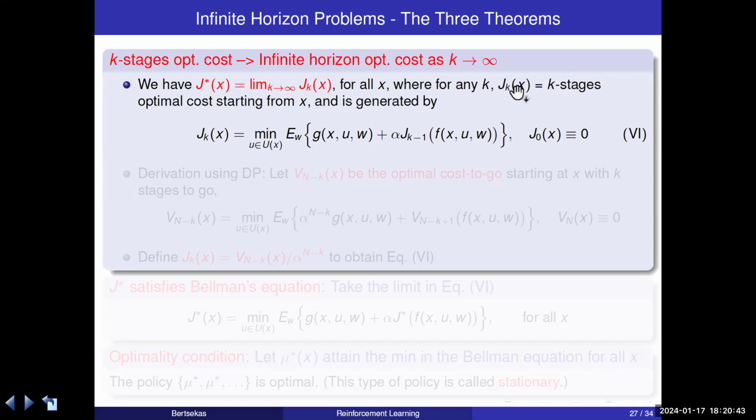Now, this J_k function is generated sequentially by this formula. Okay, look at this formula. It says that the optimal cost over k stages is obtained by minimizing the sum of the cost of the first stage plus the cost of the remaining stages, but starting one step later and therefore discounted by an additional alpha term here. Okay, that's where alpha, the discount factor, comes in.